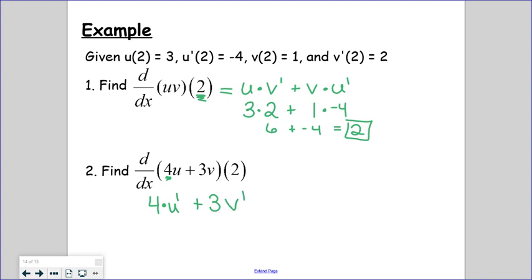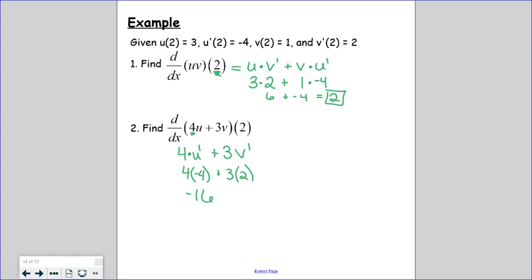And again, we're replacing the derivative of u and the derivative of v with their value at 2. So the derivative of u at 2 is negative 4. The derivative of v at 2 is 2. And we get negative 10. Questions?